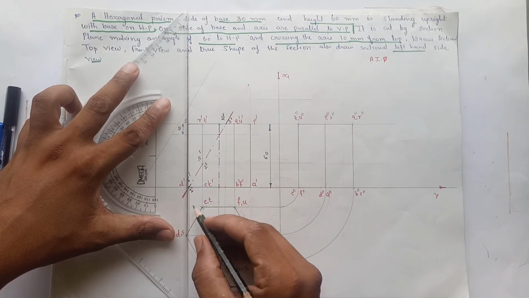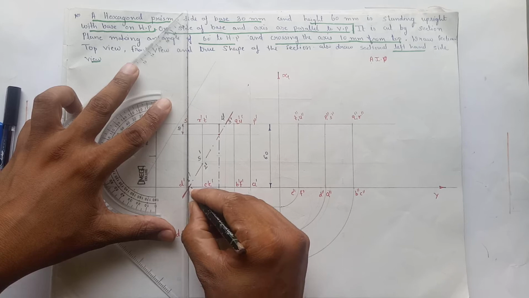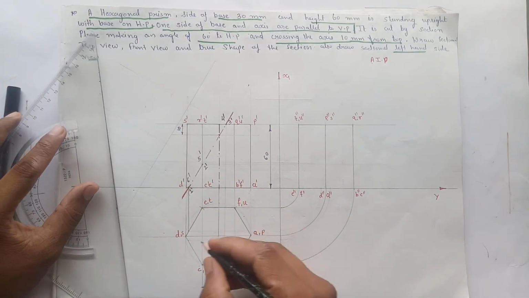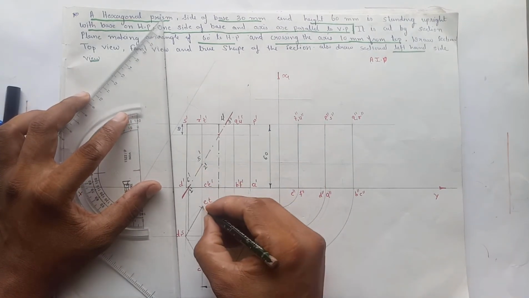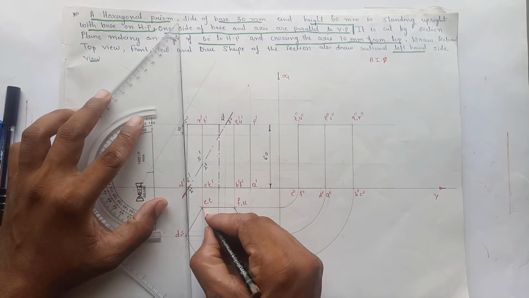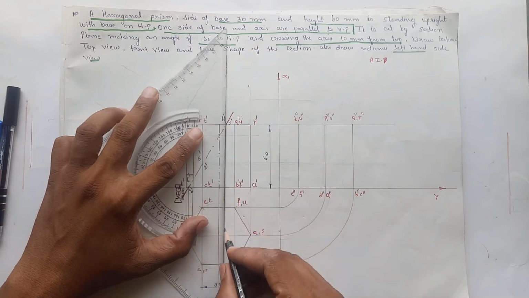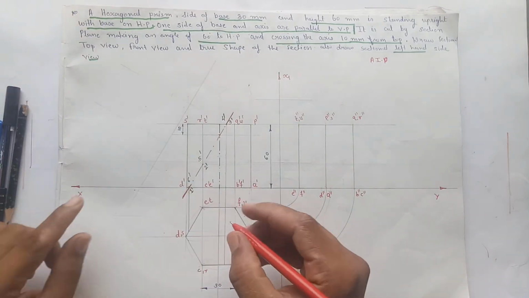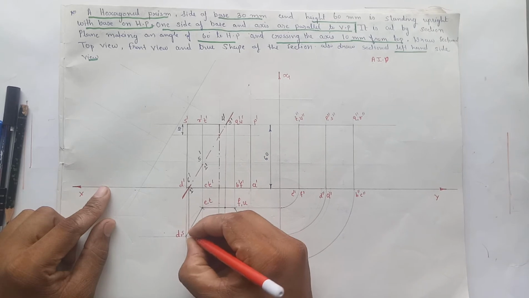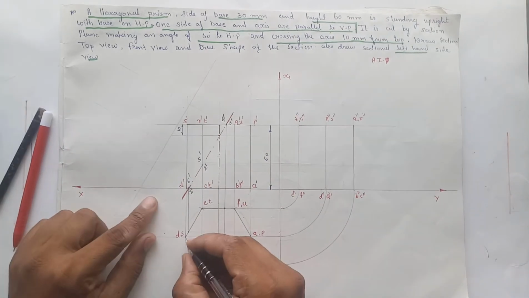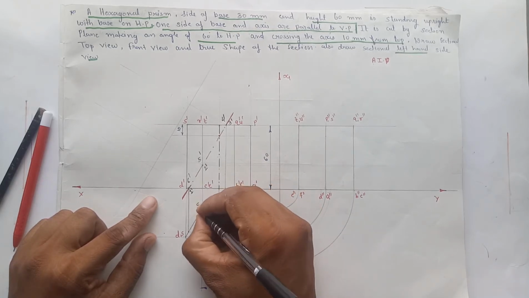If 1 will be on CD, then 6 will be over here on DE. Then 2 will be over here, and 5 will be over here at E. We will mark two more points. So these are the intersection points 1, 2, 3, 4, and these 2 points. So this is 1, 2, 3, 4, 5 and 6.